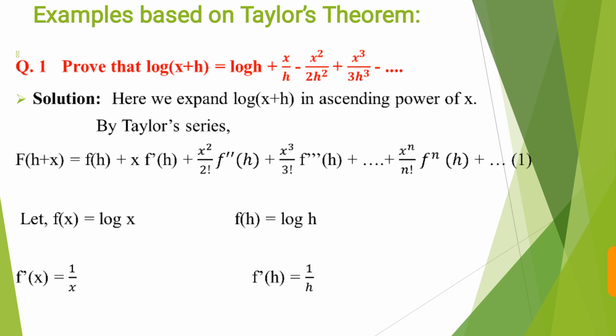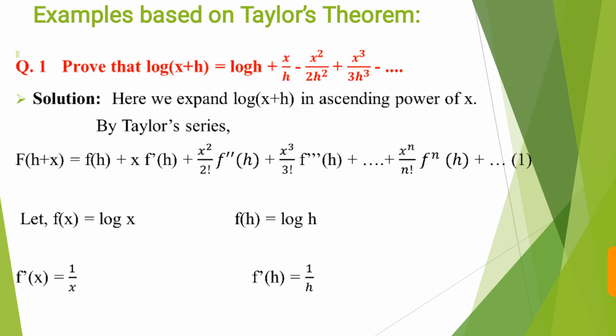Next, we can see a basic example on Taylor's series. See the example. Prove that log of x plus h is equal to log h plus x upon h minus x square by 2h square plus x cube by 3h cube minus, and so on.